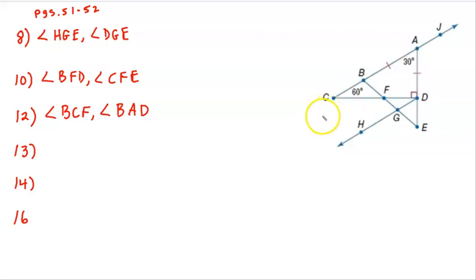Number 13, two supplementary adjacent angles. Okay, so two angles that share the same side and add up to 180 degrees. So we could say CBF, ABF. Those are supplementary angles and they would add up to 180 degrees.